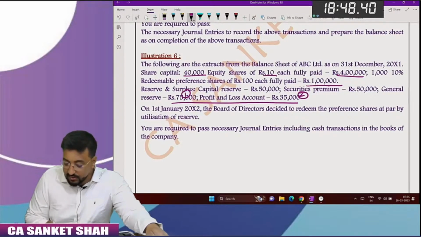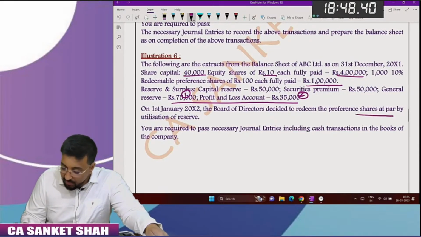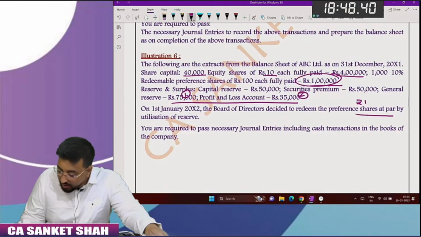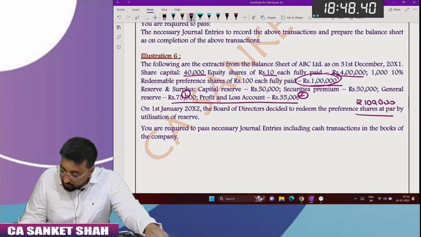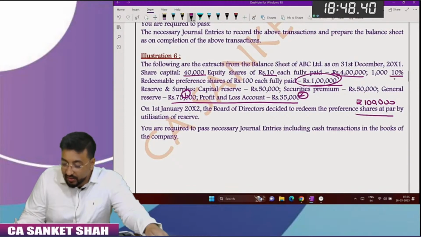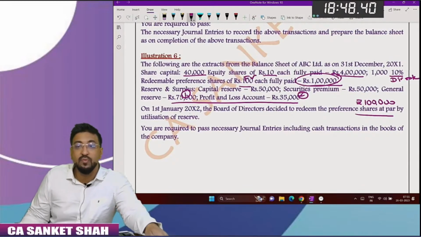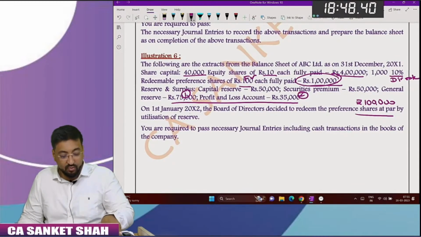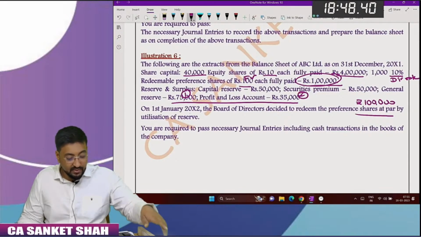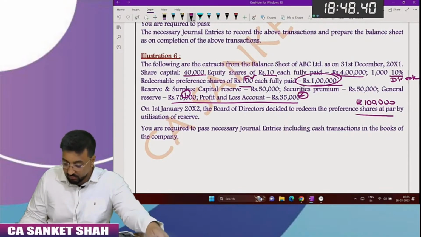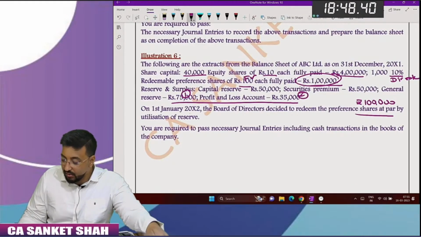On 1st January 2002, the board of directors decided to redeem the preference shares at par. So what is your preference share capital? Preference share capital is rupees 1 lakh. The 10% is the preference dividend rate. Dividend rate, you always write it on the question. 100 is the face value. Please have hard copies of these questions. 1 lakh is the face value.